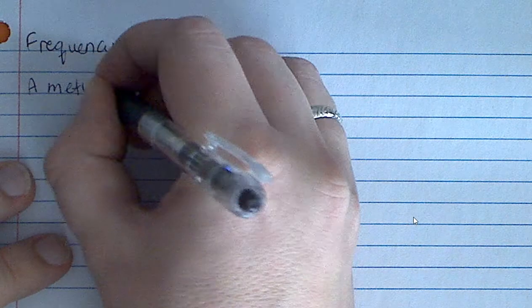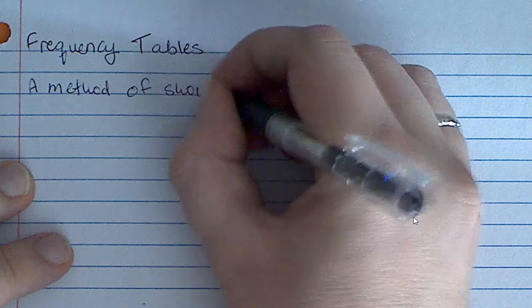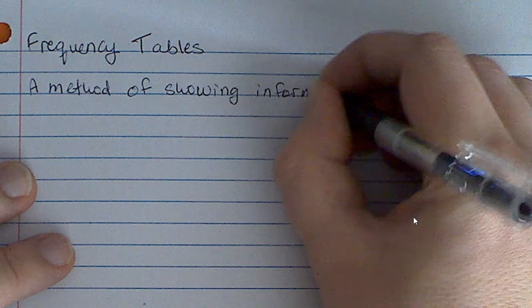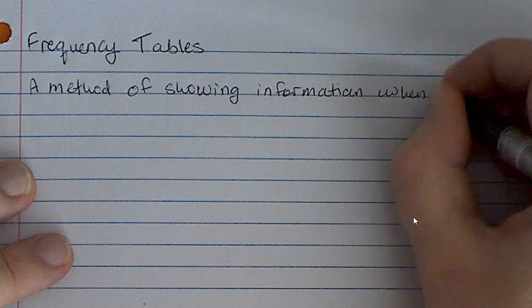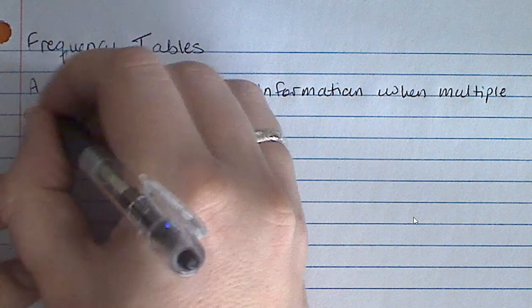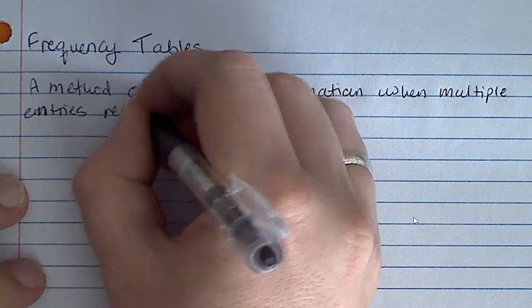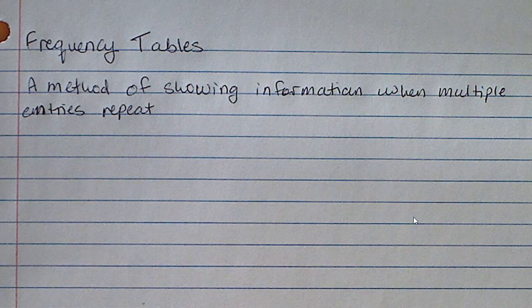All right, so a frequency table is a method of showing information when multiple entries repeat. So a frequency table is a method of showing information when multiple entries repeat.